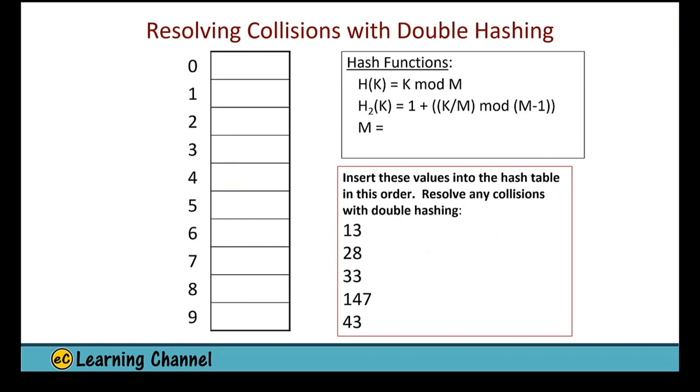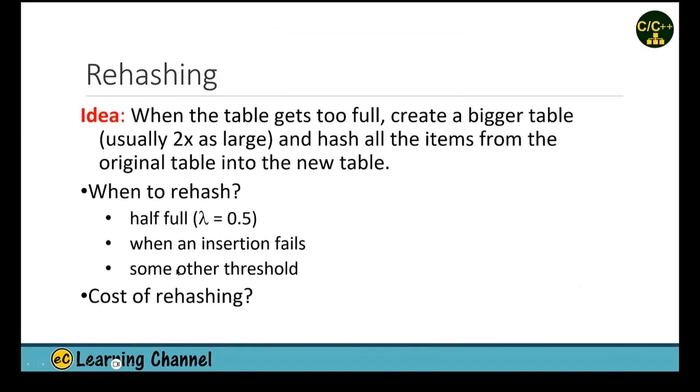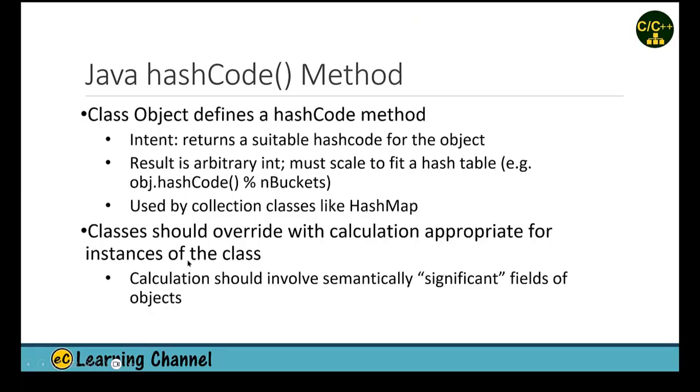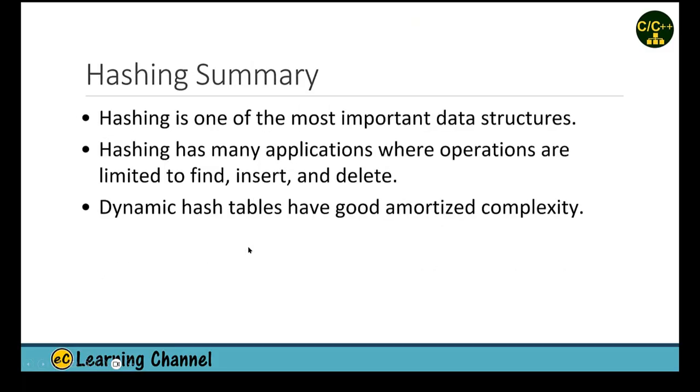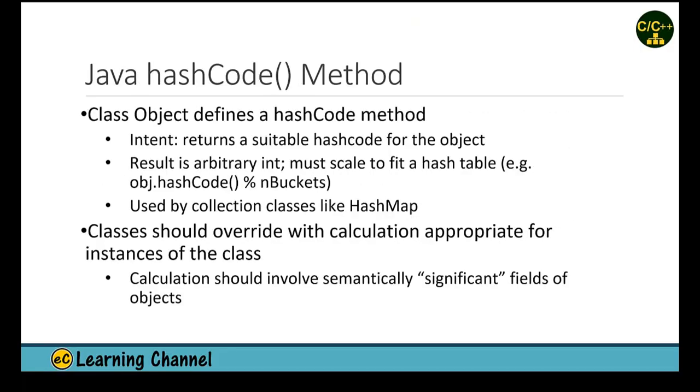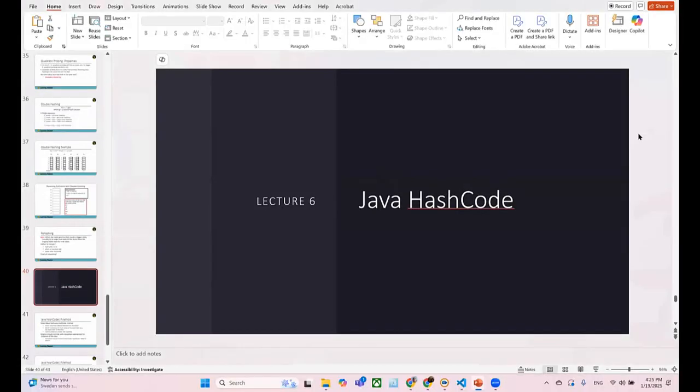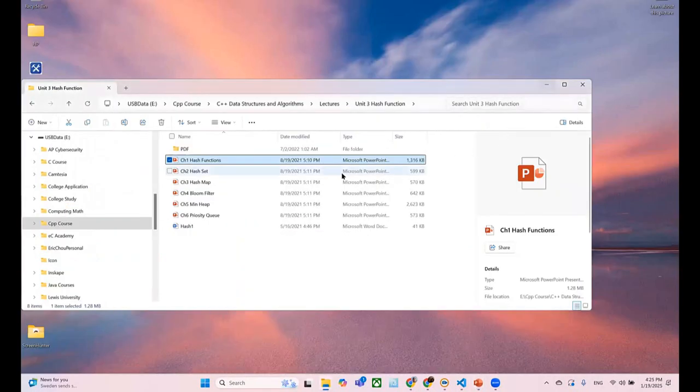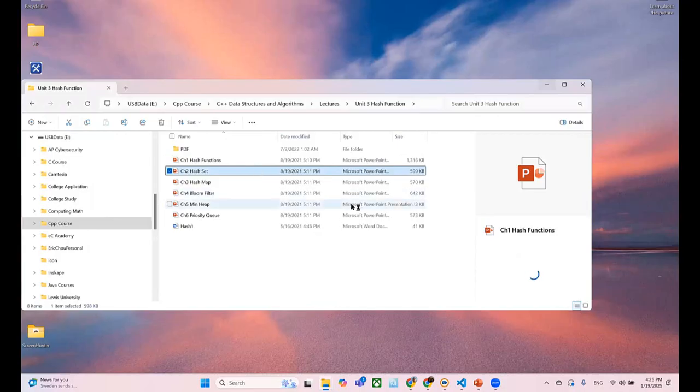Here it talks about how to do double hashing using two hashing functions. You see here it uses a lot of mod functions. Then here we have the hash code for the Java language. Here he primarily talks about some of the basic hash ideas. Next, let's look at the hash set.